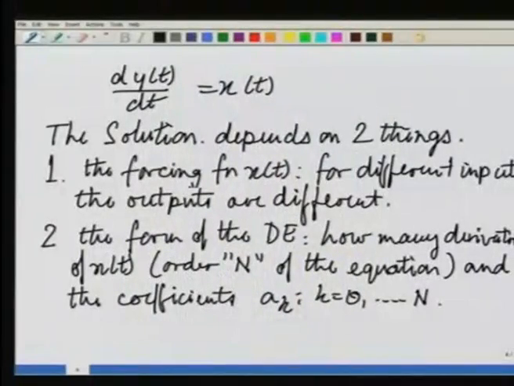form of the equation. The point we are making here is simply this: we said in the first point that if the input changes, then the solution will change. In the second point we have made here, we are saying that even if the input is unchanged, if the form of the differential equation changes, that is to say, either the order changes, or even if the order does not change, if any of the coefficients changes, then the solution will change. Thus the solution depends both on the form of the equation and the form of the forcing function, the particular case of the forcing function.